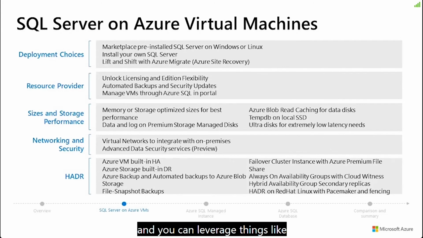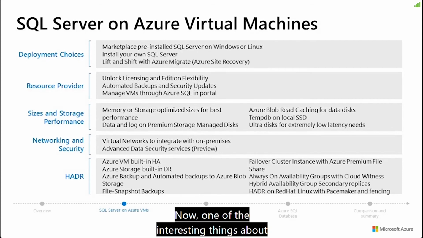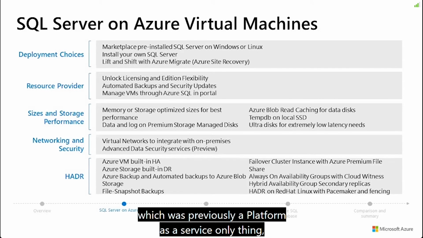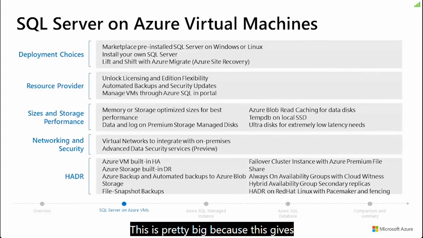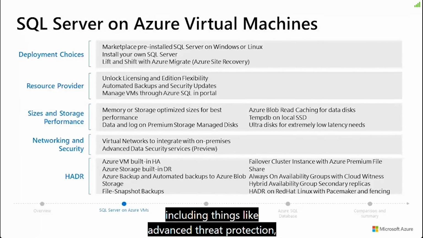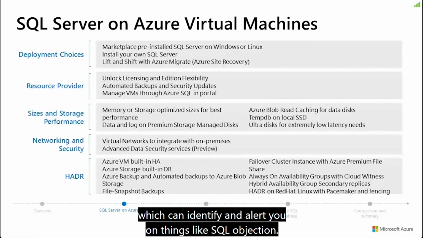And you can leverage things like accelerated networking or UltraDisk if you have very low latency needs. Now, one of the interesting things about security is that advanced data security, which was previously a platform as a service only thing, is now available in preview in SQL Server and Azure Virtual Machine. And this is pretty big because this gives you great security protection, including things like advanced threat protection, which can identify and alert you on things like SQL injection.